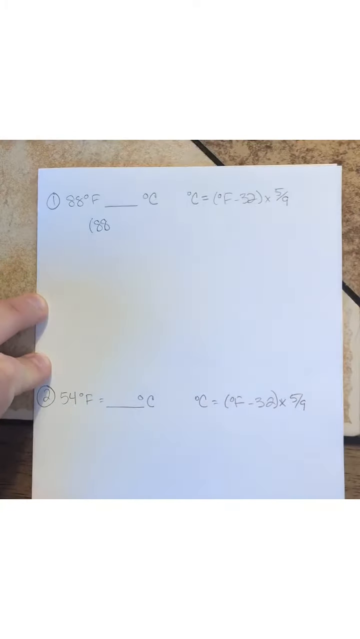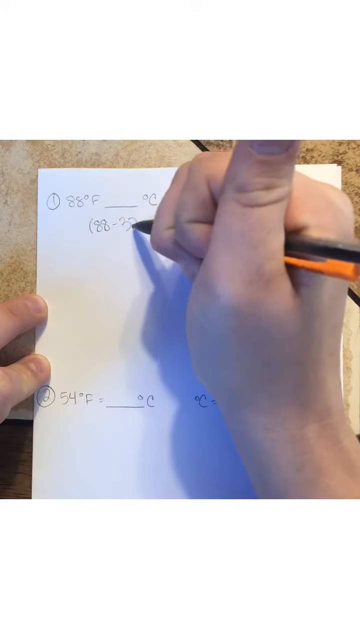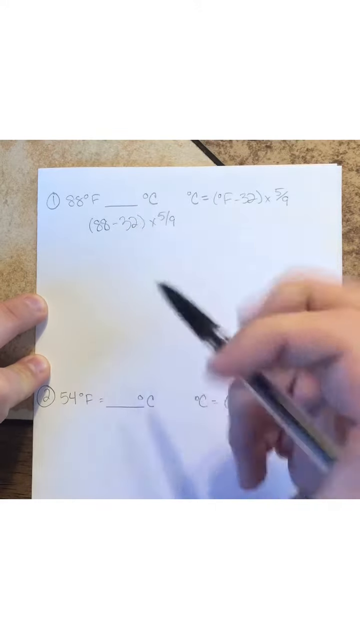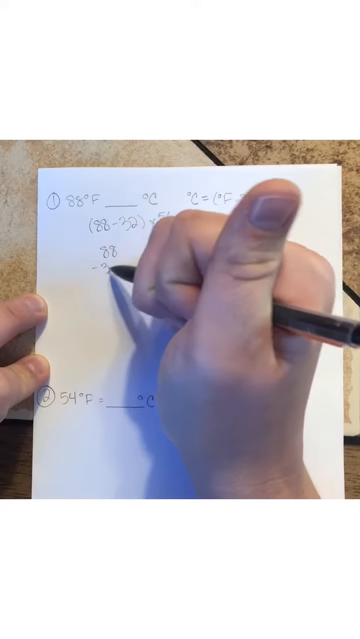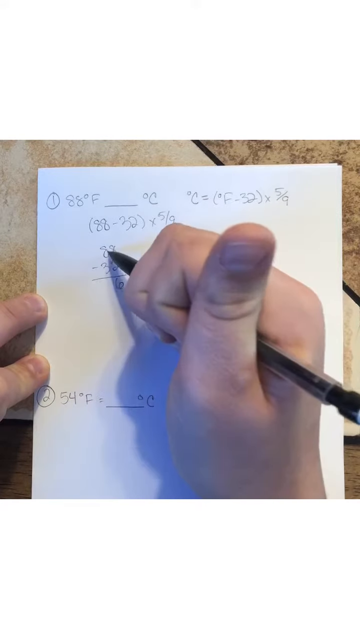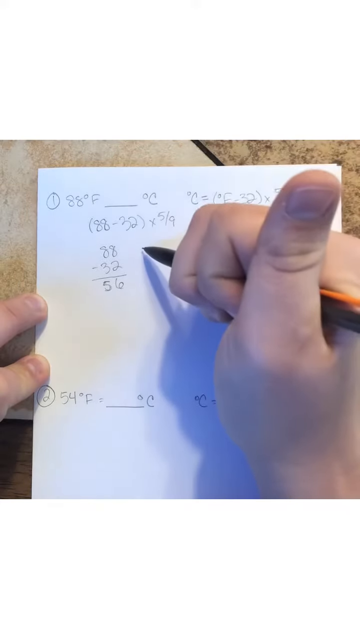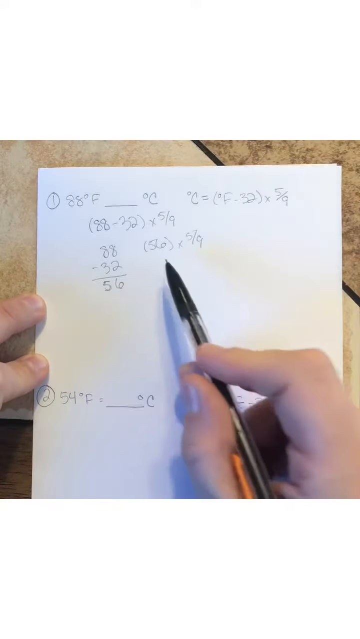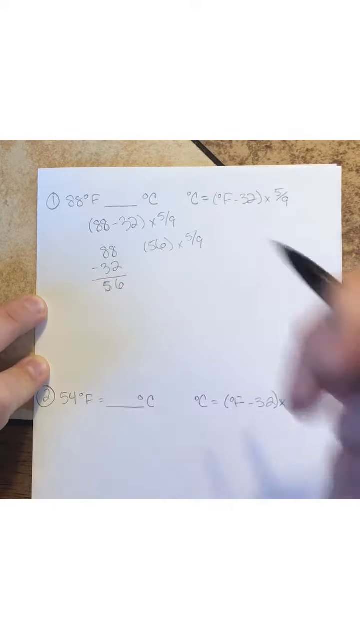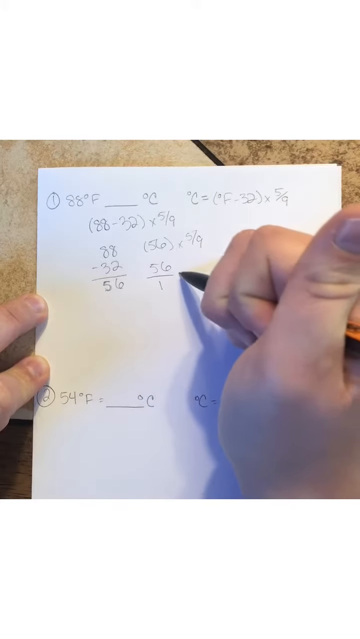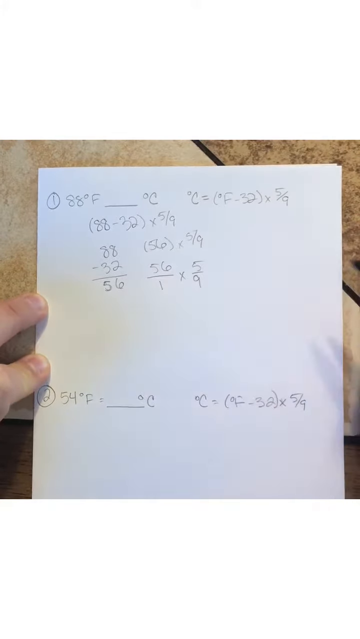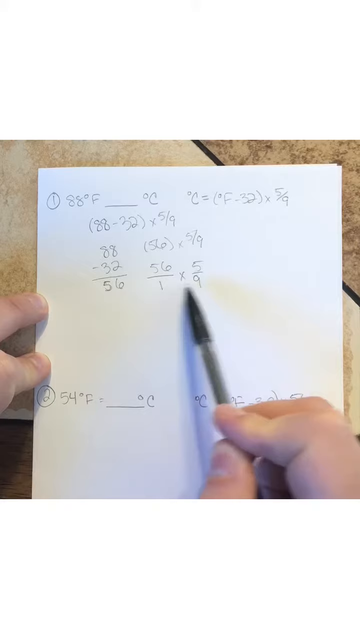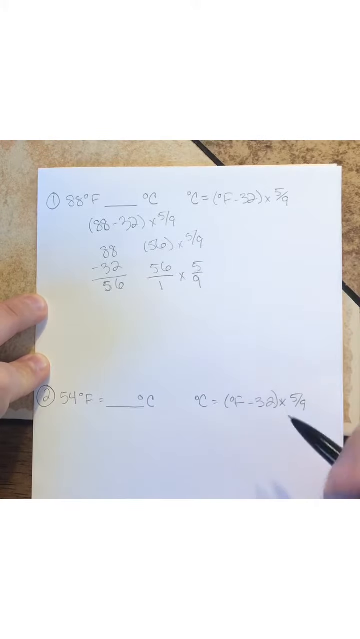So I want to figure out what 88 degrees Fahrenheit is in Celsius. First I'm going to subtract 32 from 88. So now I have 56 times 5/9. I find that the easiest way to do this is to convert this into a fraction and multiply across. So 56/1 times 5/9. Now I would just multiply across, where it would be 56 times 5 over 1 times 9. So I'm going to figure out what 56 times 5 is.